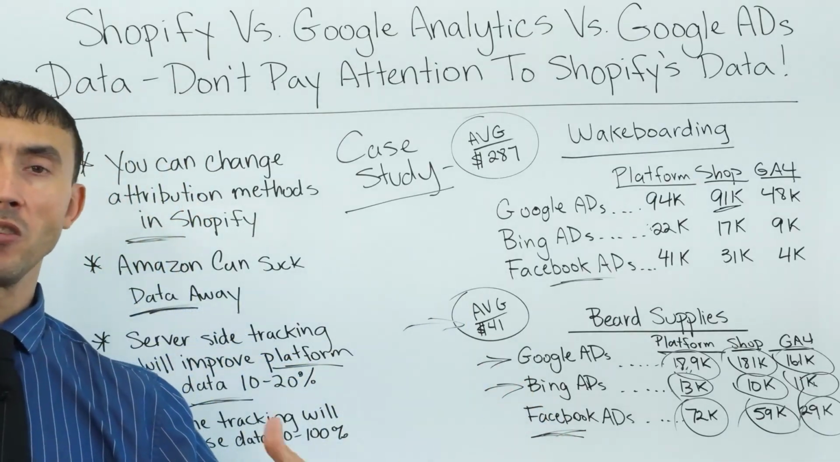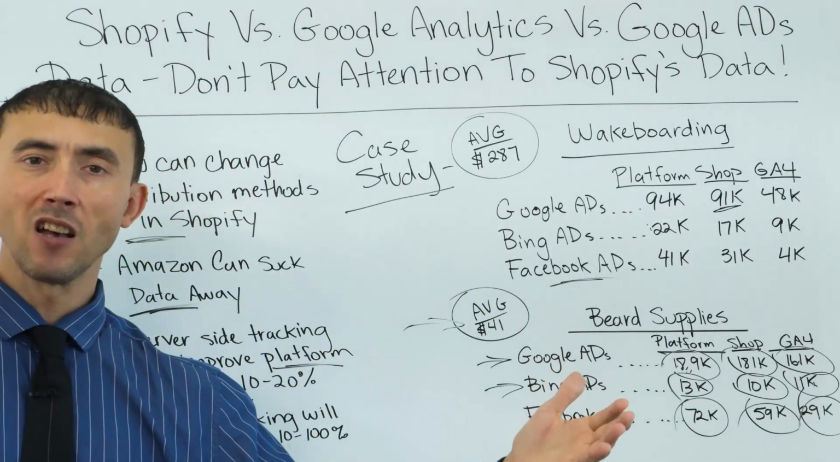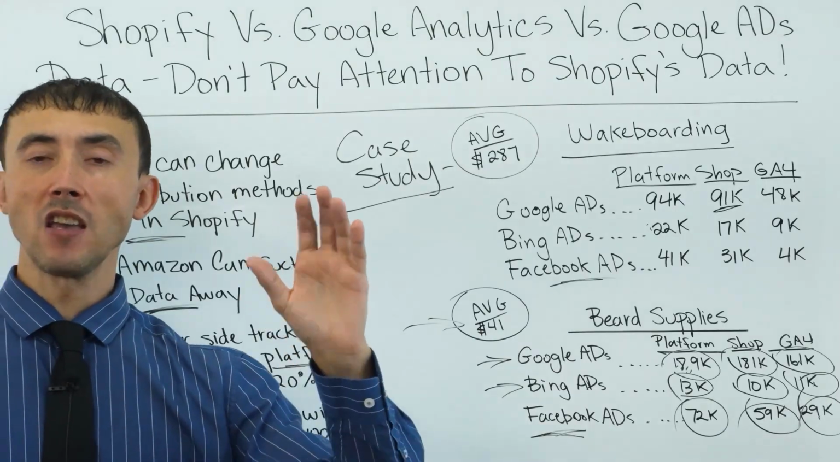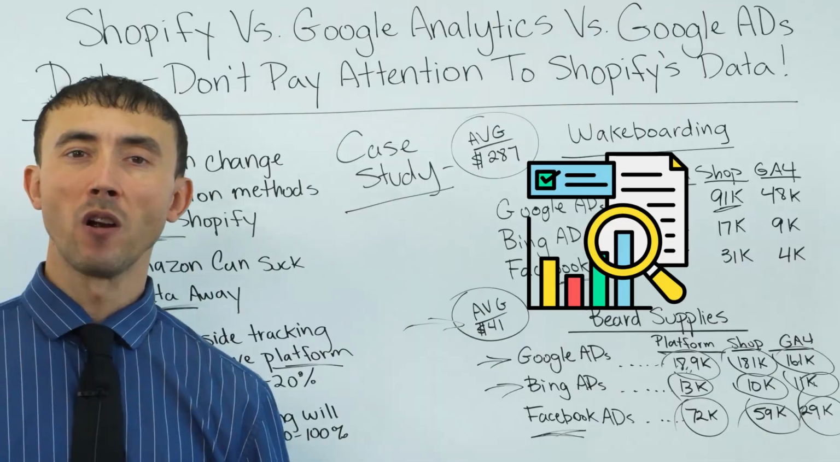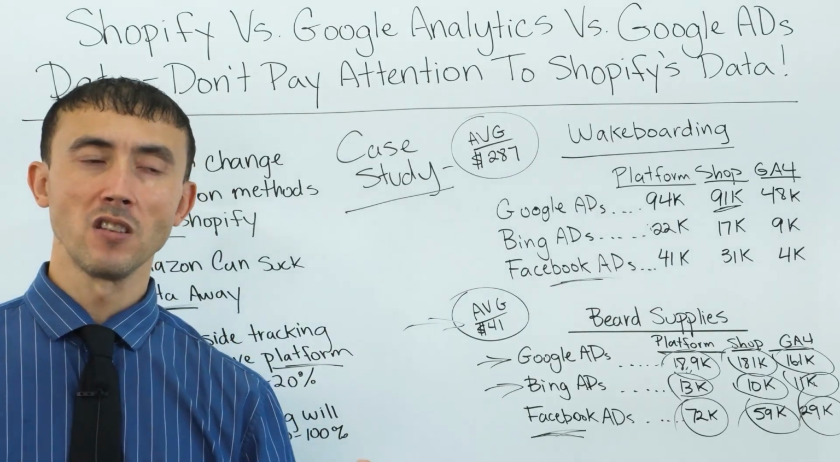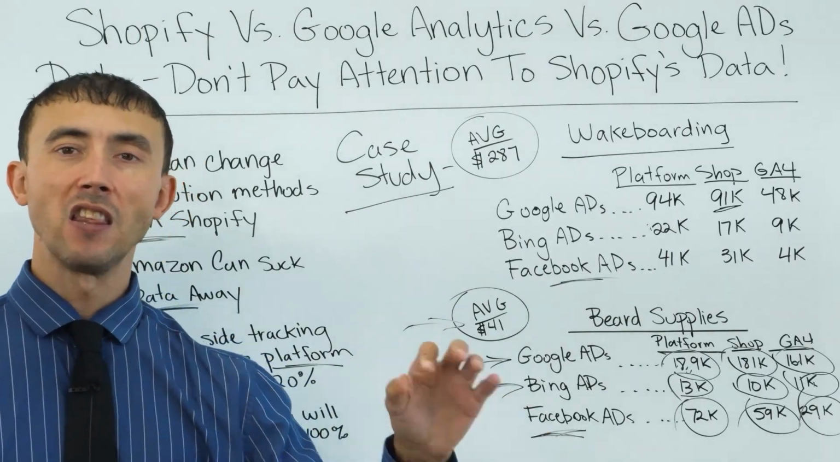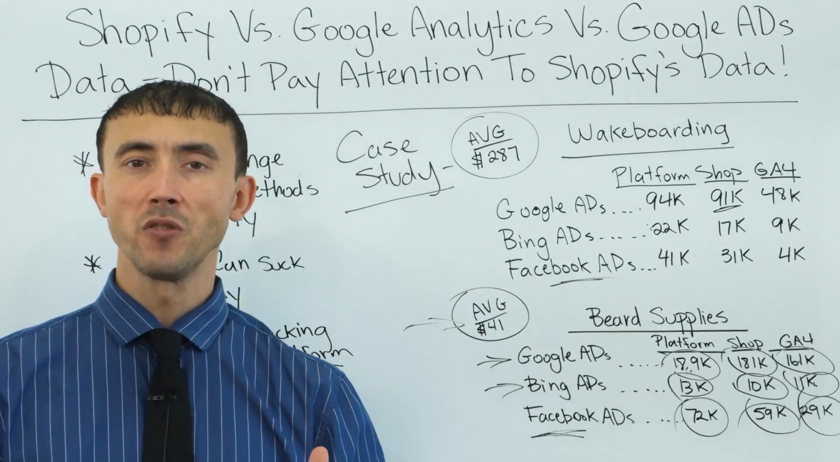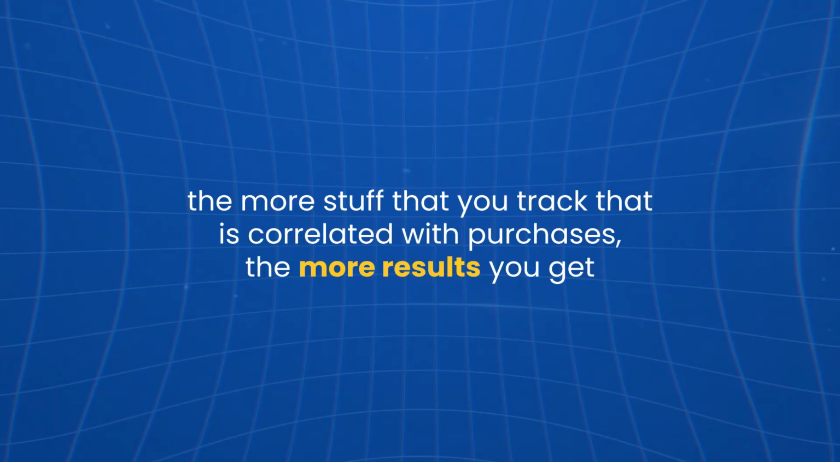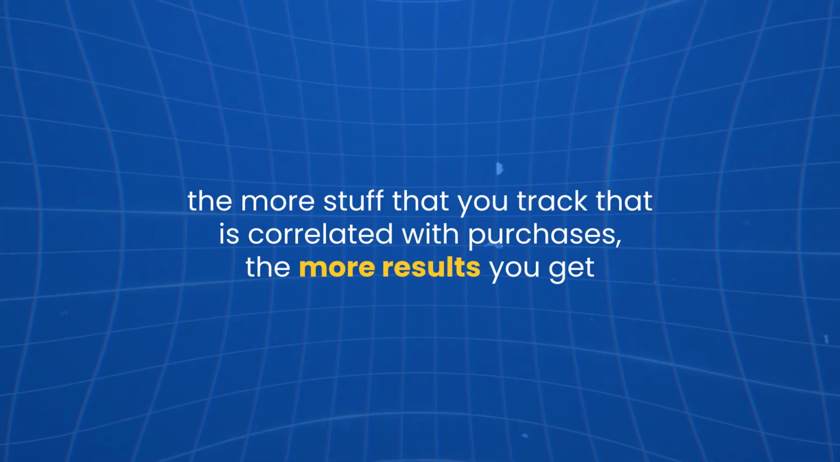So you've got to have a phone number, you've got to track the calls, and you've got to track the sales that come from the calls. Or if you're not taking orders over the phone, you at least track the calls to give the system more data to work with, because somebody who calls is a person who's more likely to purchase, and the algorithm that the ad platform has can use that data to get you more results. The more stuff that you track that is correlated with purchases, the more results you get.